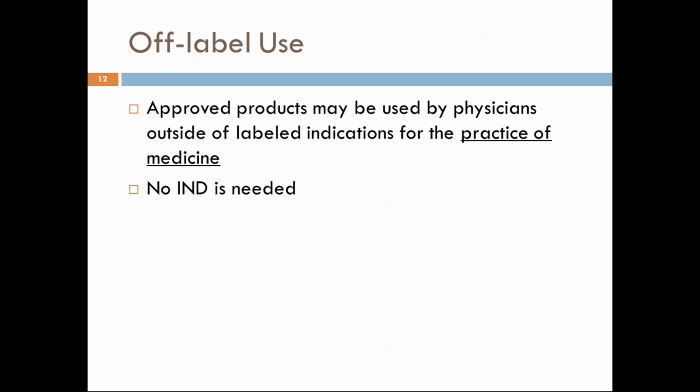Many of you are probably familiar with off-label use, but that is, approved products may be used by physicians outside of their label indications for the practice of medicine. So that's just the discretion of a physician. There's no IND needed. It's off-label use. Totally cool. But that's just on an individual case-by-case basis, and you're actually not using that to support a new claim, that now we can use this asthma drug for osteoporosis, and we're going to sell it for osteoporosis.